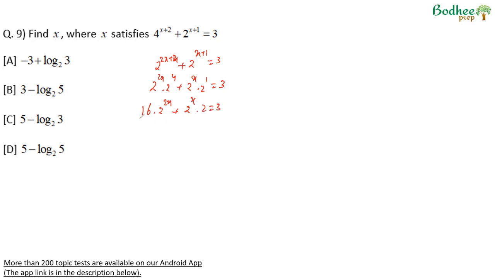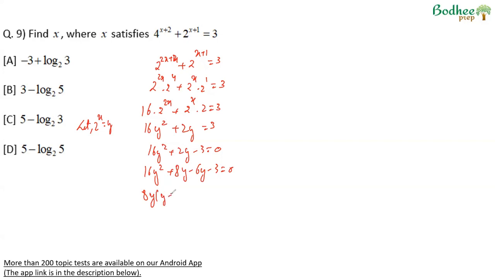If we put 2 raised to power x as y here, we'll get 16y square plus 2y is equal to 3, which means 16y square plus 2y minus 3 is equal to 0. Looking for two terms which have a product of minus 48 and a difference of 2, we get 16y square plus 8y minus 6y minus 3 is equal to 0, which means 8y into y plus 1 minus 3, this is 2y, minus 3 into 2y plus 1 will be 0.